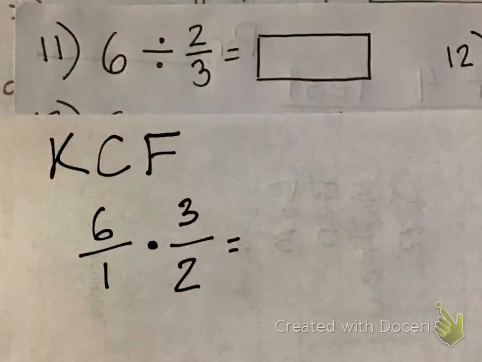What is 6 times 3? Actually, we could cross cancel if we wanted. Let's cross cancel. We get 1 and we get 3. What's 3 times 3? 9. 9 over 1 is just 9.